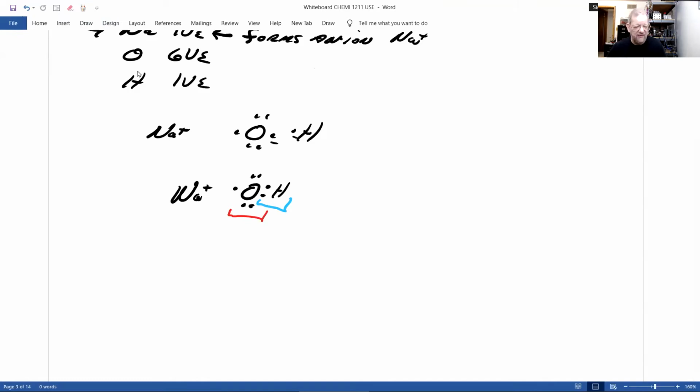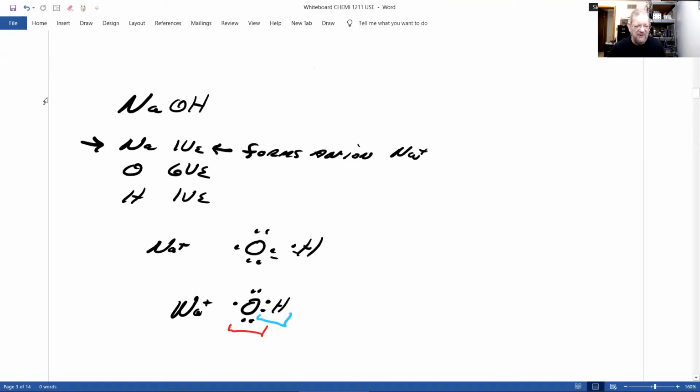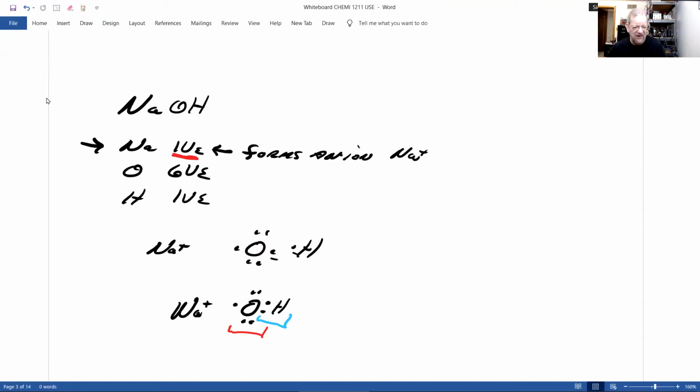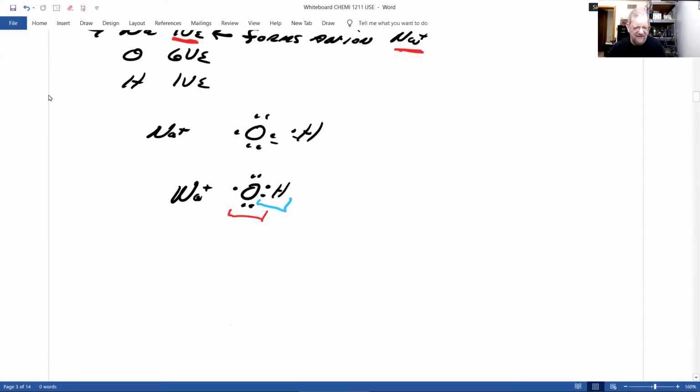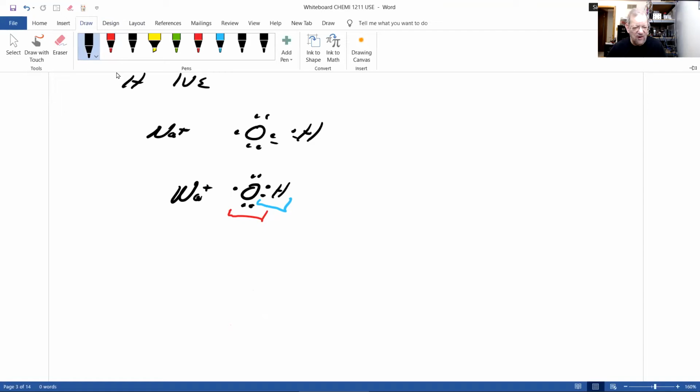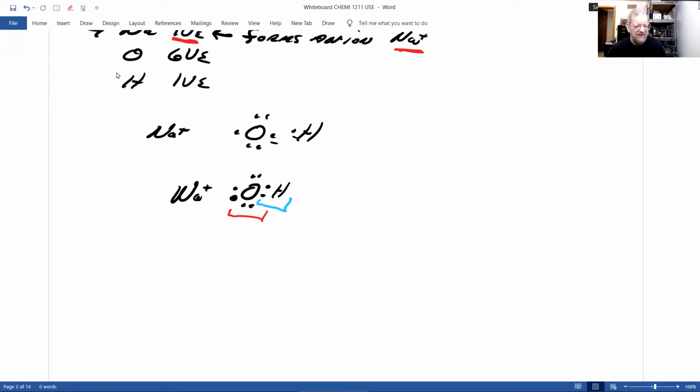What do we do? Well, let's go back up here and notice sodium has 1 valence electron, which it gave up to get the sodium cation. And where does that electron go? It goes to oxygen here. And this now forms a polyatomic ion. It has an extra electron. Therefore, this whole thing, hydroxide, OH minus.